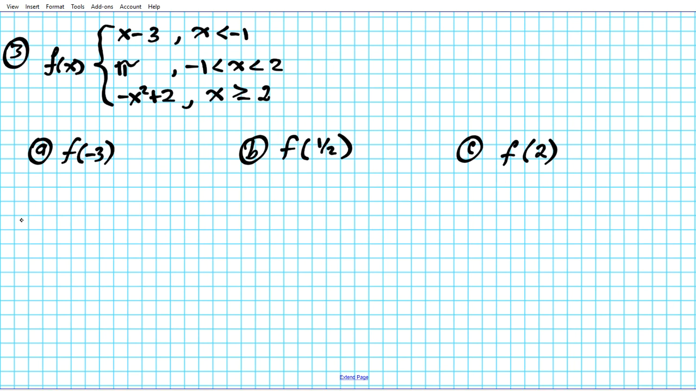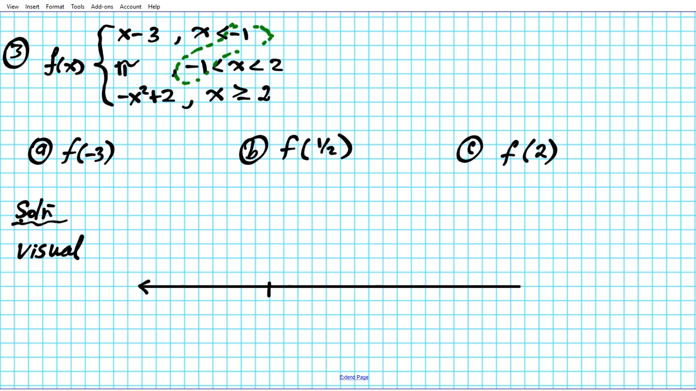Okay, let's start with the first one. To do that easily, we're going to create a visual representation of the scenario so we can easily identify what intervals the input values belong to. So the breaks here are negative 1, that's the first break, and 2, that's the second break right there. So negative 1 and 2 are the breaks. So let's go ahead and put it in. So we have negative 1, and then the next one is 2.